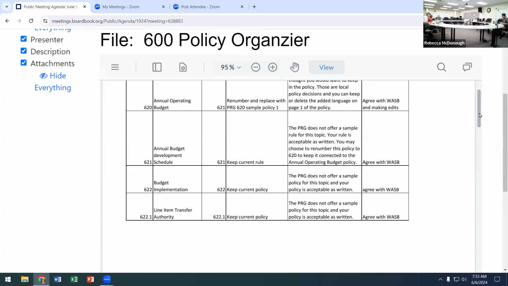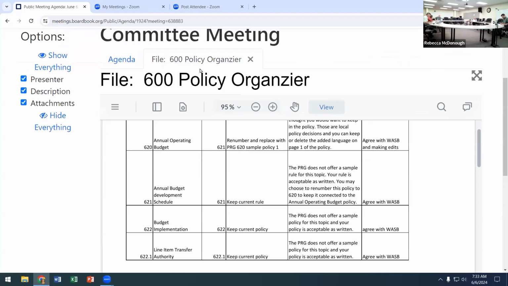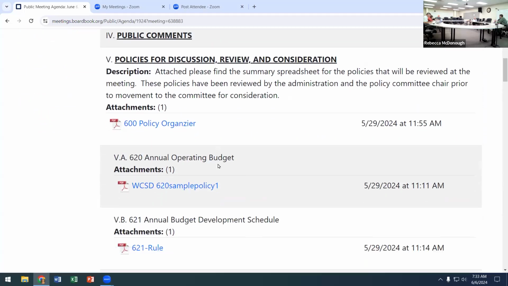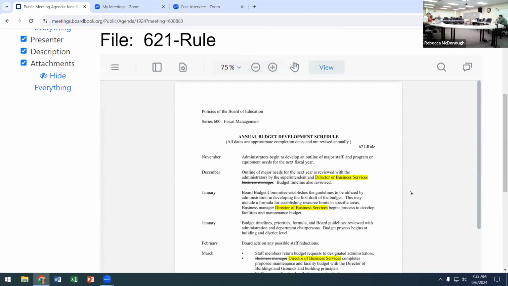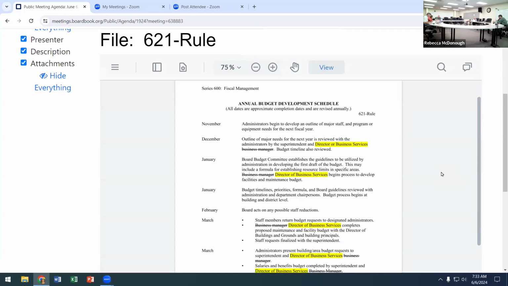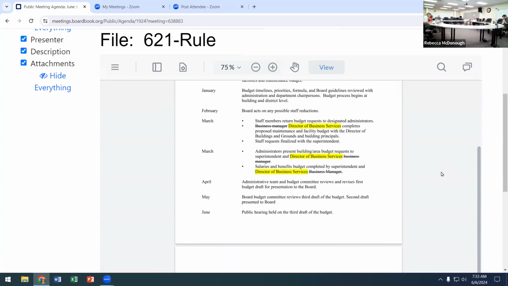I did have one thing, as I read through it, that was a little bit of a pickup. If you go down to May. May references the third draft of the budget first, and then the second draft of the budget. Can you switch those two sentences? Just sequentially, so the second draft is presented to the board and the budget committee reviews it there. Yeah, so just switch them. Sure. This would read better for my brain. No worries. In June.